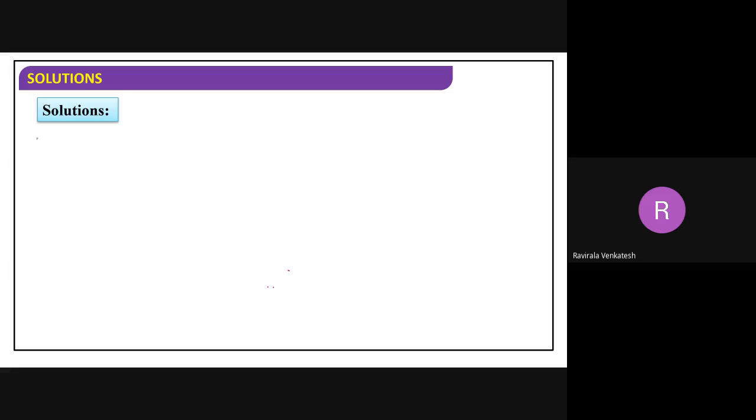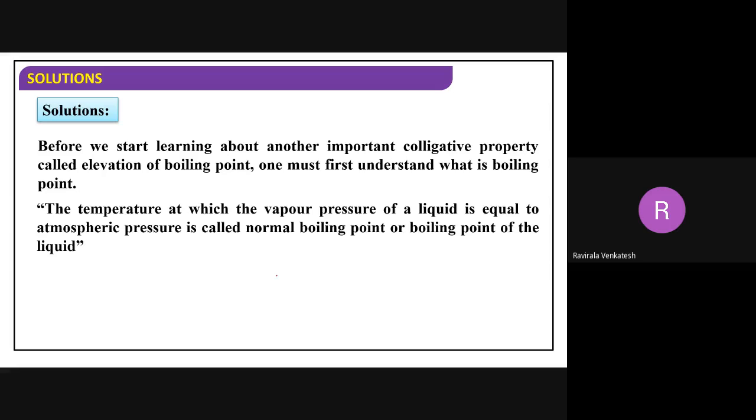Now before starting the next colligative property, that is elevation of boiling point, you must first understand the meaning of boiling point. It is the temperature at which the vapor pressure of a liquid is equal to atmospheric pressure, and that temperature is called the normal boiling point, or simply boiling point. So I have taken some water here, beta.